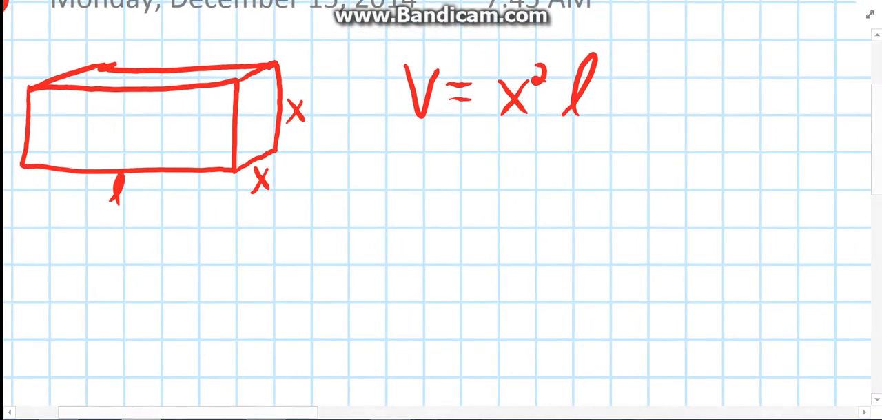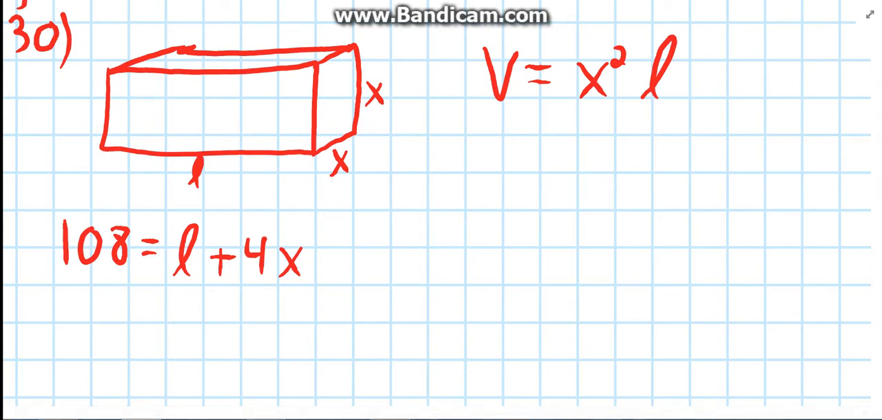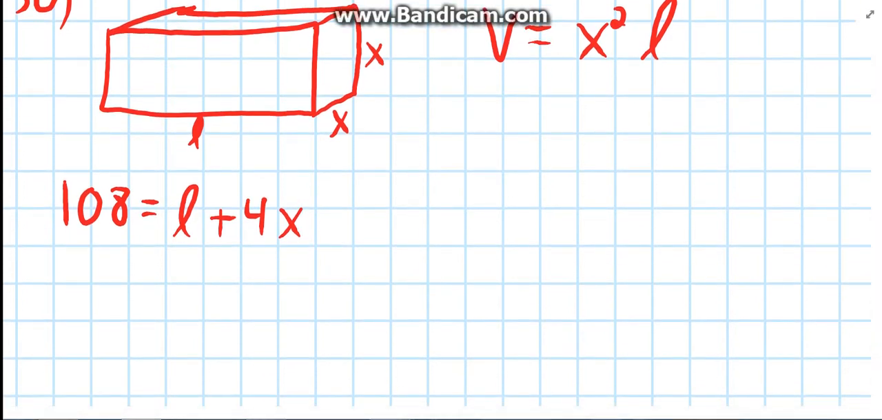The problem with this is there's too many variables again. So that's that whole length plus girth thing, which has to equal 108. How do we write the sum of the length and the girth? It is L plus 4x. The length plus 4x can only be 108. That's what they're saying there.